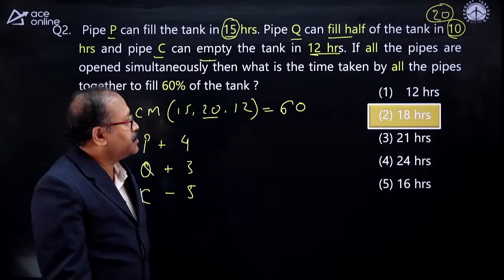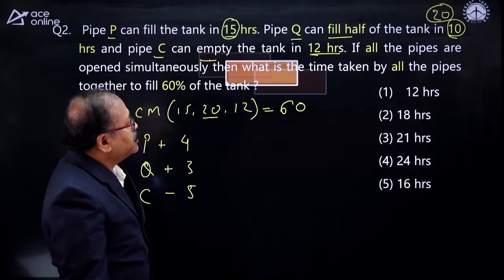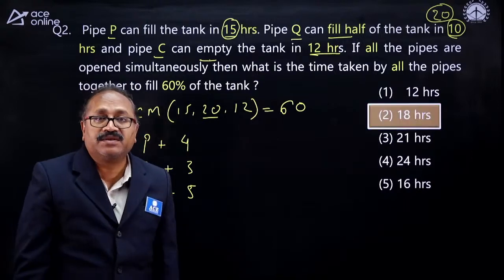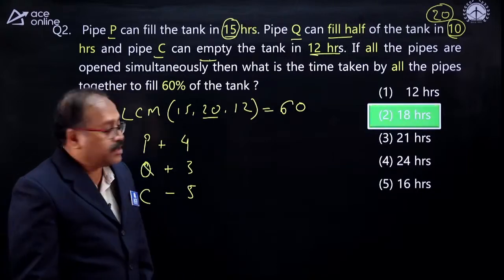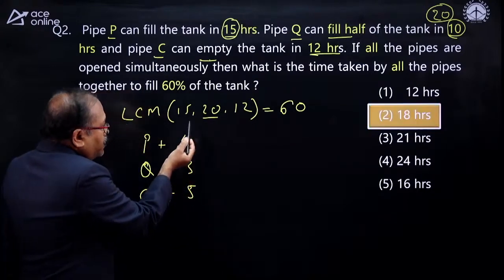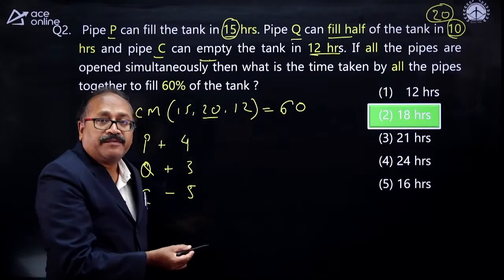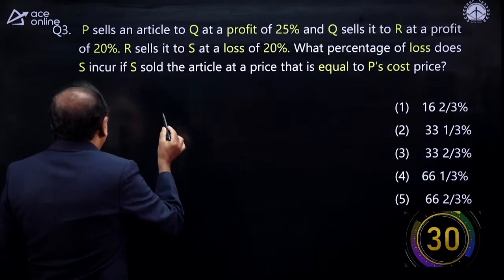So you have answered the question. Ram Kumar has said 30. What is the answer for this? The answer for this is 18 hours, my friend. 18 hours. So let's check that. How do we find it out? So here it says that all the pipes are open and it fills 60%. Look at that point over here.